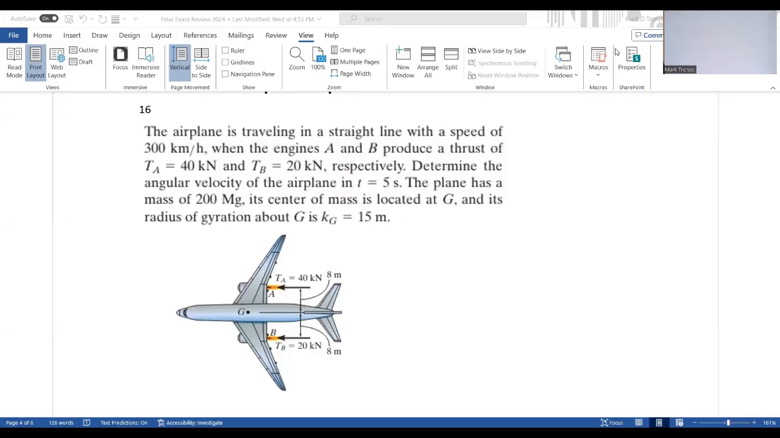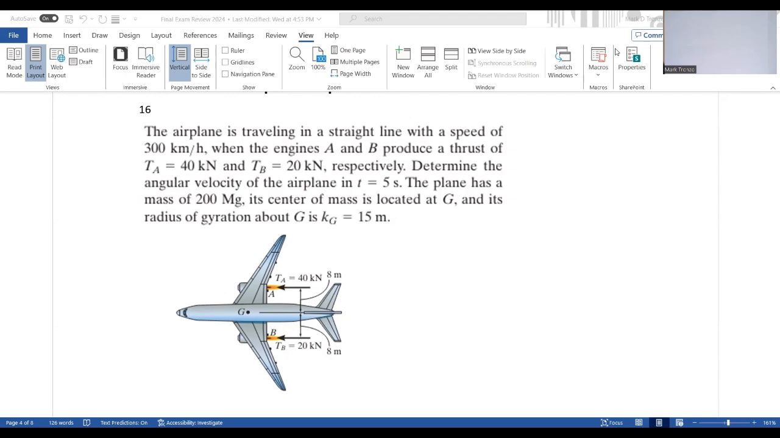Let's take a look at this problem here. The airplane is traveling in a straight line with a speed of 300 kilometers per hour. When the engines A and B produce a thrust of 40 kilonewtons and 20 kilonewtons respectively, determine the angular velocity of the plane in t = 5 seconds. The plane has a mass of 200 megagrams. Its center of gravity is located at G, and its radius of gyration about G is 15 meters.